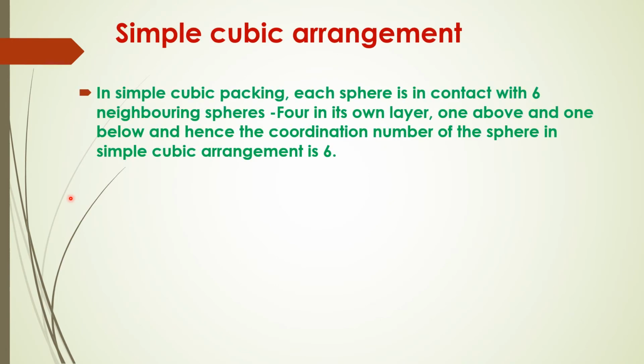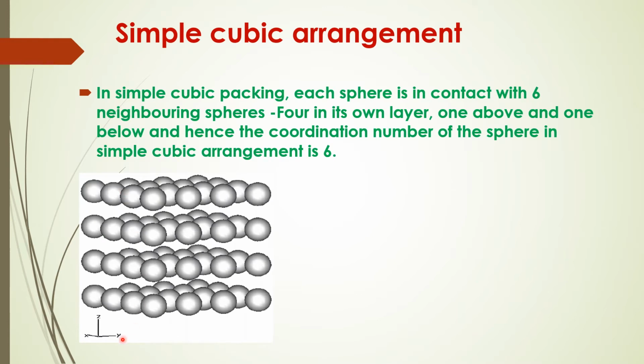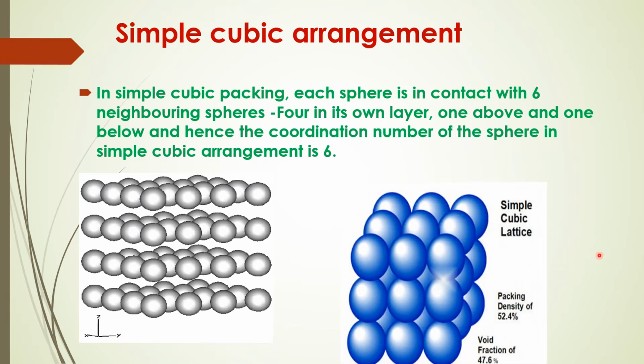Simple cubic arrangement. In simple cubic packing, each sphere is in contact with six neighboring spheres: four in one layer, one above and one below. Hence the coordination number of a sphere in the simple cubic arrangement is 6. I said a simple cube contains 8. This is one simple cube. Simple cubes are repeated units, and repeating them we can get a cube-like structure. How does the cube make a structure?